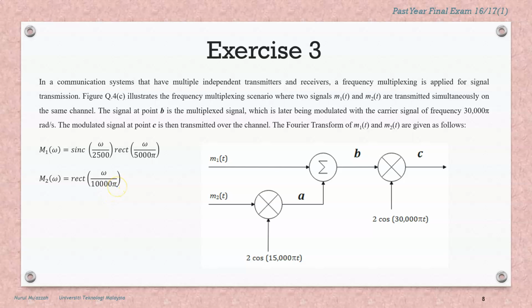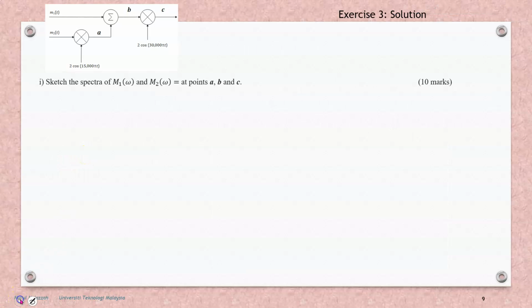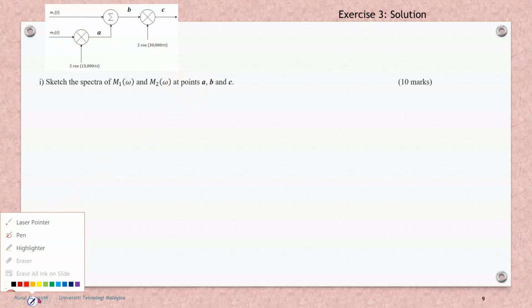So when you see this, please do not panic. This is actually easy if you understand how to obtain the M1 omega shape. So now the question here is to sketch the spectra of M1 omega, which is M1t transformed to the frequency domain, and M2t transformed to the frequency domain. Both use the Fourier transform, at points A, B, and C. Notice here it gives you 10 marks for all the answers, M1 and M2 omega at points A, B, and C.